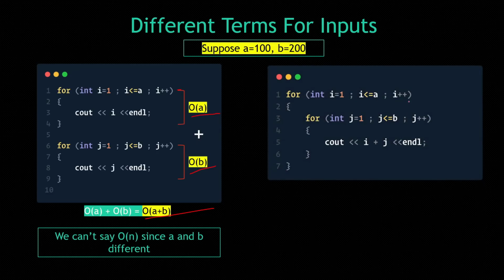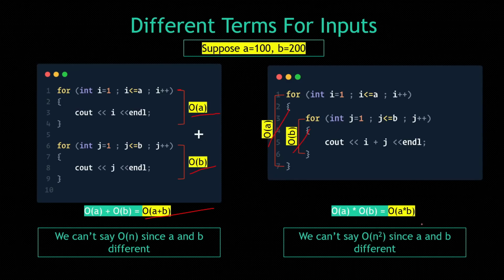Another example, here is a nested for loop. The inner for loop time complexity is O of B, the outer for loop time complexity is O of A. So the total time complexity is O of A into O of B, equal to O of A into B. We can't say O of n square since A and B are different.